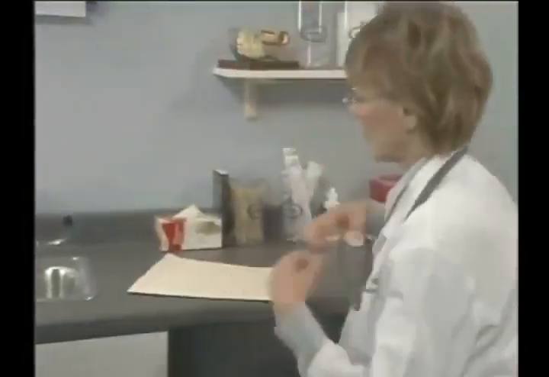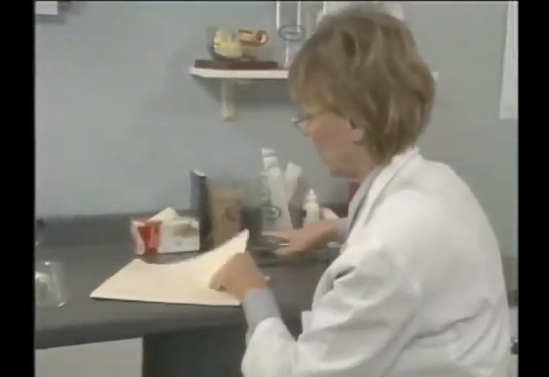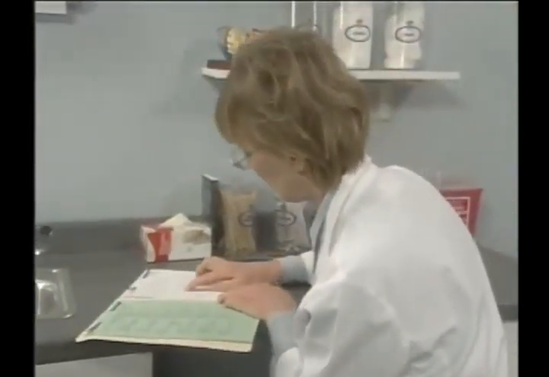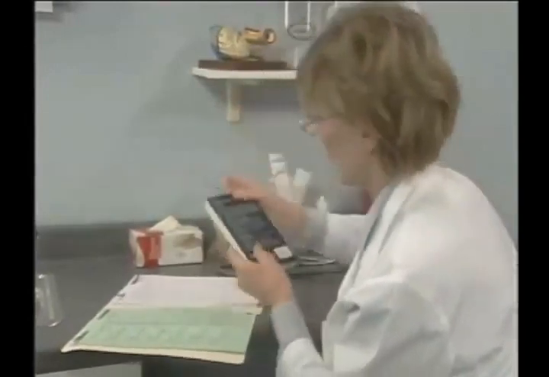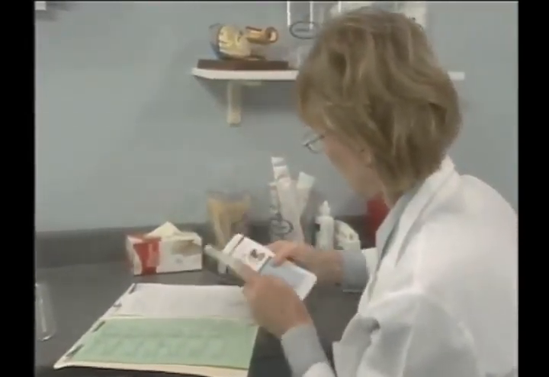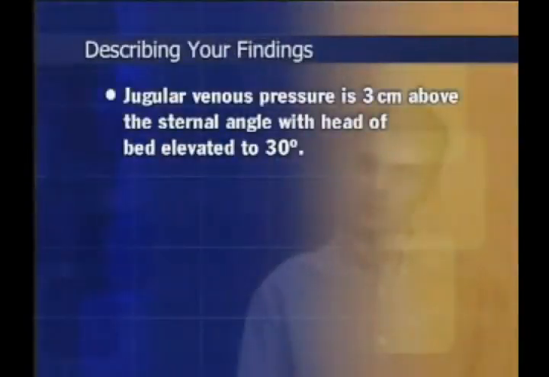A clear, well-organized clinical record, employing language that is neutral, professional, and succinct, is one of the most important adjuncts to patient care. For a healthy patient, your write-up might include language such as, "The jugular venous pressure is 3 centimeters above the sternal angle, with the head of the bed elevated to 30 degrees.